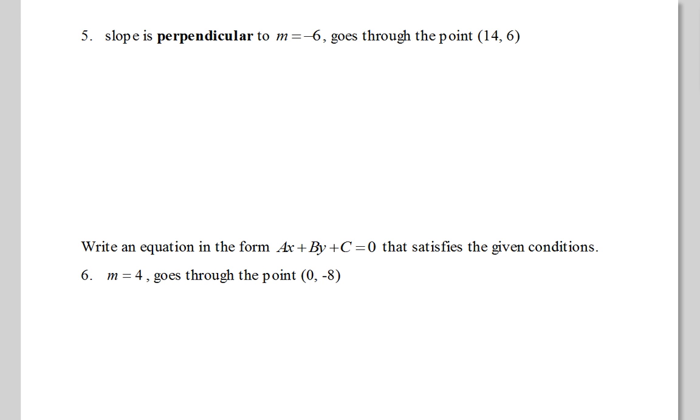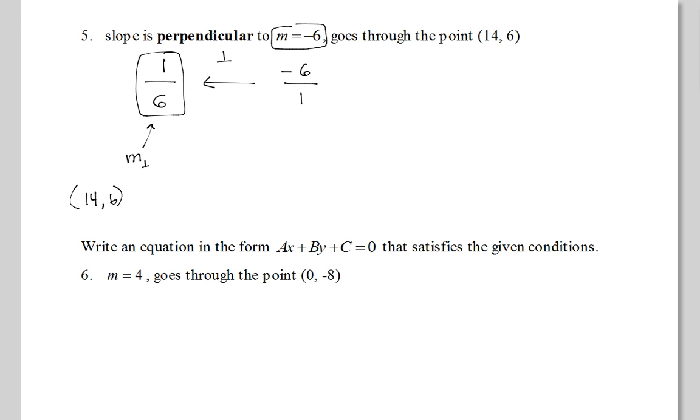We need a slope that's perpendicular to this. So right now, that slope is -6/1. How would you make something perpendicular to that? 1/6, not negative, but positive. Good. So you have the slope. This is the new slope. And the point is (14, 6). That's what you need for this equation, the middle one, right? All you need is a slope and a point.